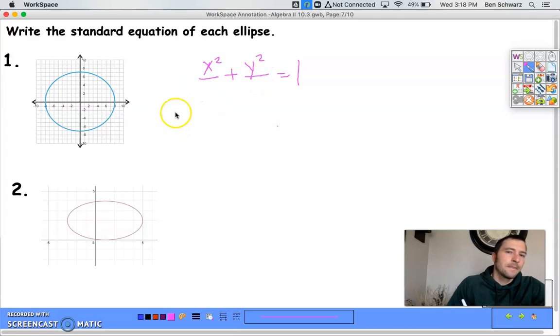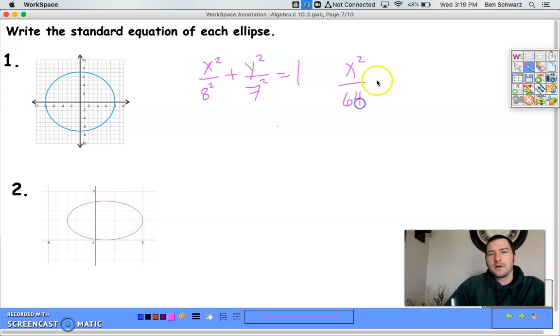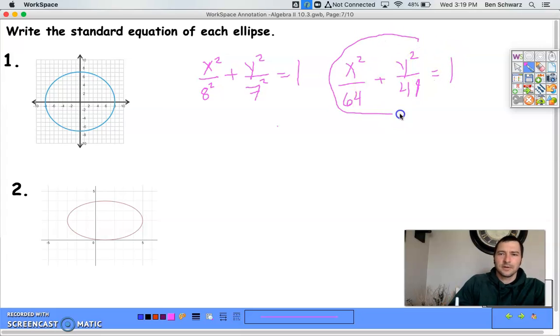All right, so now to figure out what goes under x squared, we look at how far to the left and to the right of the center we're going. So from 0, 0, we go to 8, 0. Since we're 8 away, it would be 8 squared. Going up and down, looks like we are 7 away. So that would be 7 squared under the y. If we simplified it, it'd be x squared over 64 plus y squared over 49 equals 1. That would be your solution there.